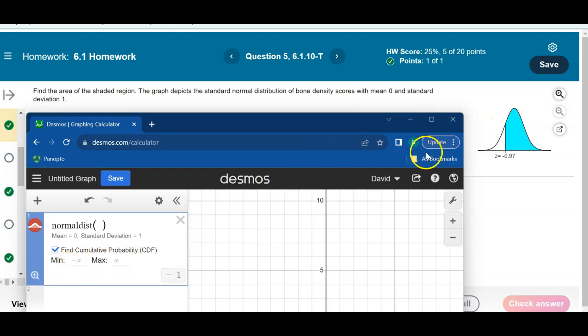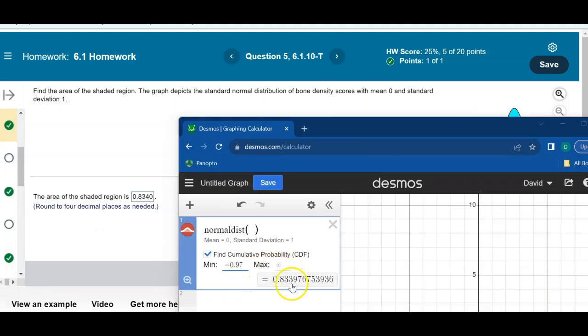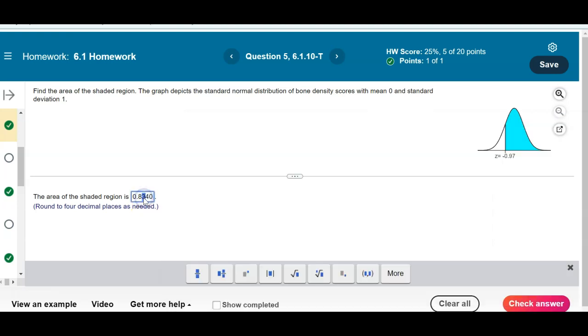Alright, min and max, I think of that as where does the shading start, where does it end? So this shading starts at this number, negative 0.97, and it doesn't give a right number, it doesn't give an upper number. So there's my probability. Alright, and this rounds to 0.8340, so there is my probability.